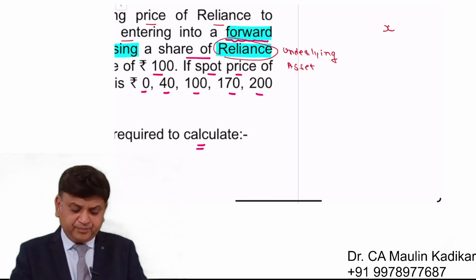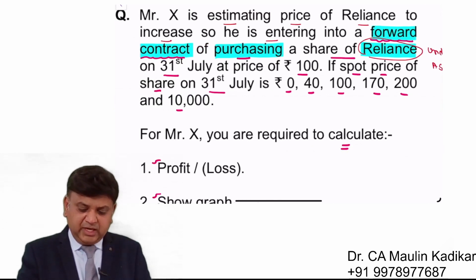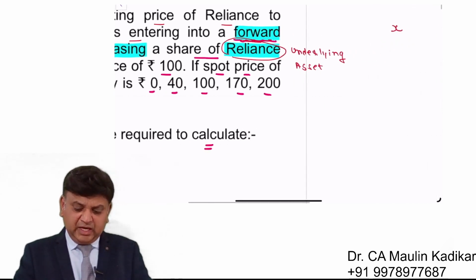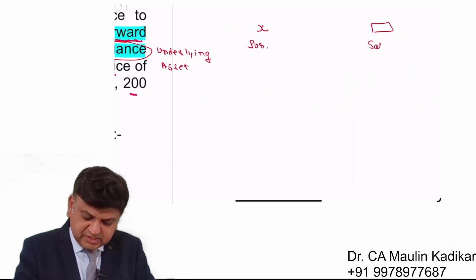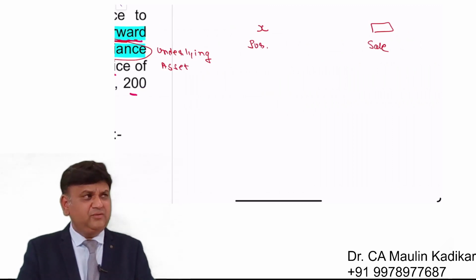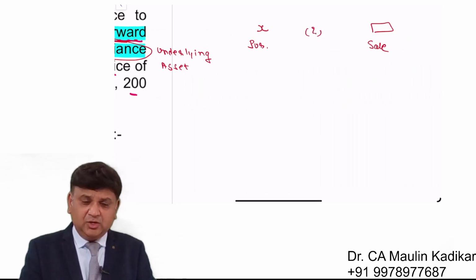In case of the forward contract, there are two parties who have a transaction with one another, in which one is going to purchase the underlying asset and another is going to sell the underlying asset. The question is silent and that information is also not required. Let's say there is a specific date on which the transaction is entered upon.